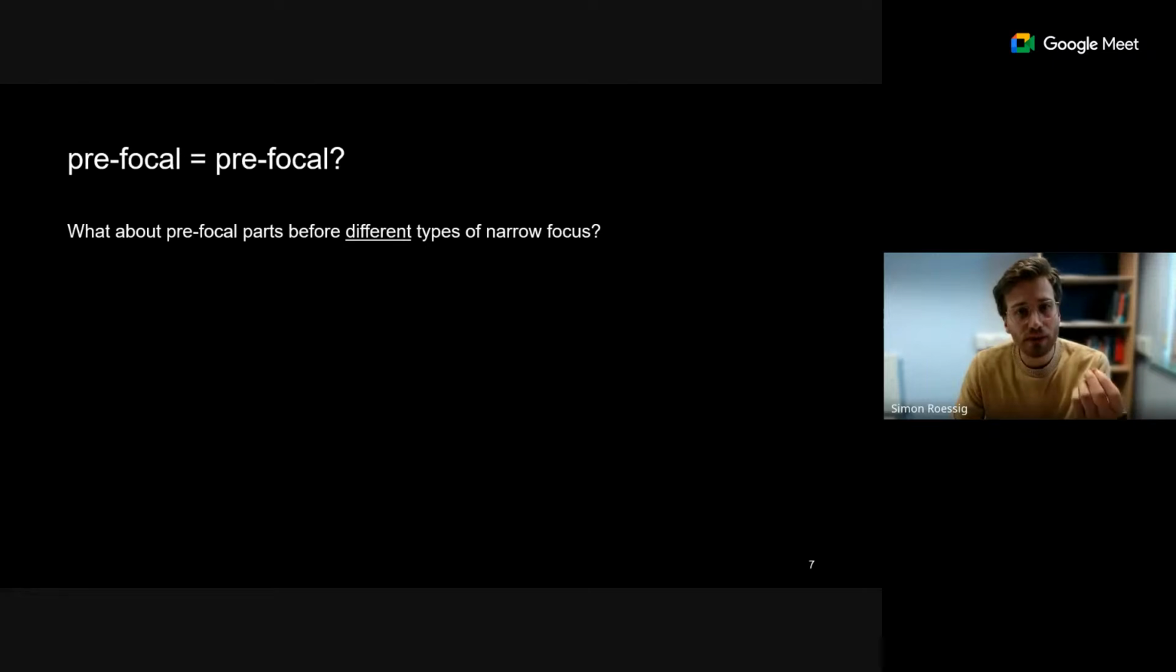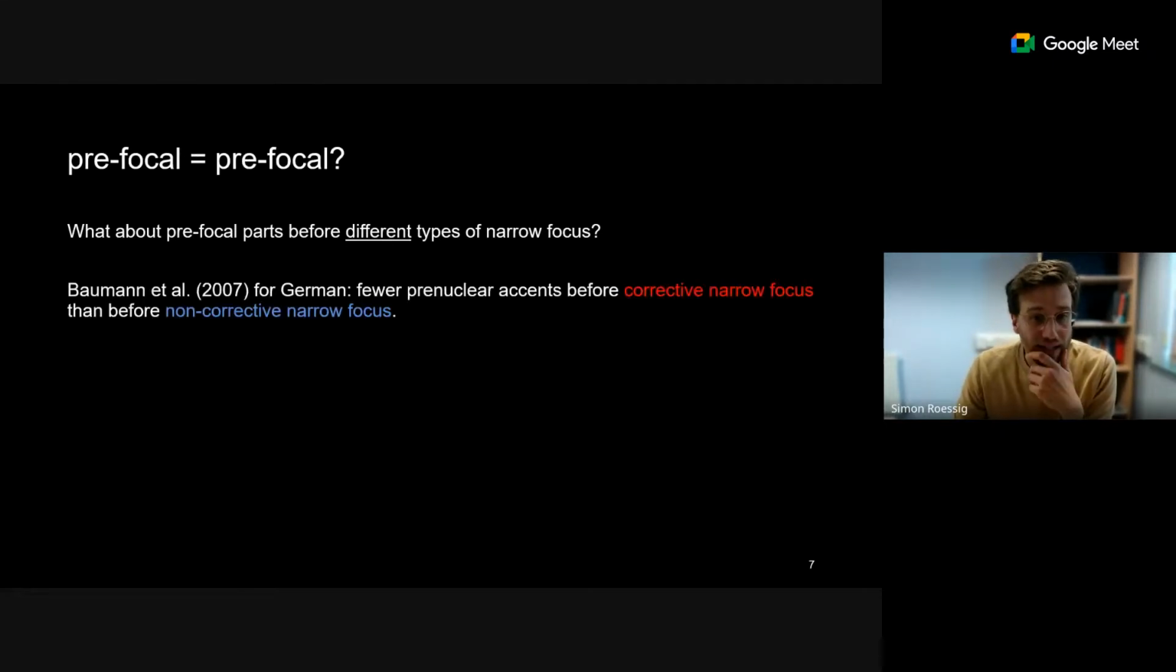But what about prenuclear and prefocal parts before different types of narrow focus? The data of Baumann et al. 2007 for German show fewer prenuclear accents before a corrective narrow focus than before a non-corrective narrow focus. So this finding means there is a lower probability of getting a pitch accent in the prefocal domain.